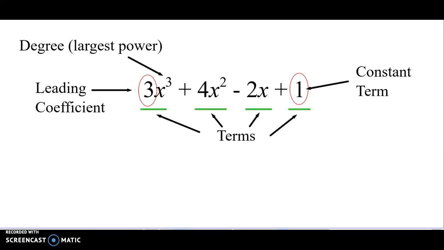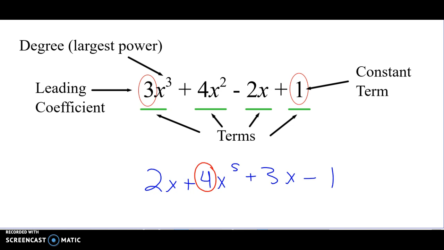Okay, so the leading coefficient, now it's not necessarily just the number that's in front. What do you think has to happen first before we determine what's the leading coefficient? Put it in standard form. So let's say I had a polynomial that looked like this, 2x plus 4x to the fifth plus 3x minus 1. What's the leading coefficient? 4. The coefficient is a number that's multiplied in front of a variable, so the leading coefficient would actually be 4. You have to put it in standard form first.